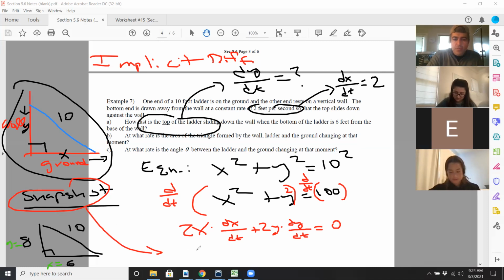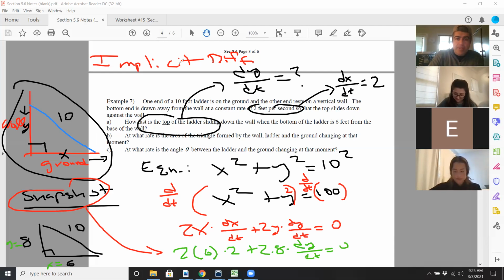So you have 2 times 6 and dx/dt. I do know it's 2 because you told me that. And by the way, dx/dt is going to be positive because x is increasing in length as time passes, right? Plus 2 times 8, we want to solve for dy/dt, equals 0. Now your task is to solve for dy over dt.